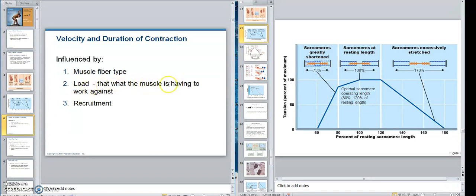Load. That's what the muscle is having to work against. So now we're looking at the velocity. How fast can you lift a weight, let's say? And how long can you lift it? Let's make it in everyday talk. So the factors that say how fast and how long are influenced by the muscle fiber type we're going to talk about in just a second. How heavy is the weight?